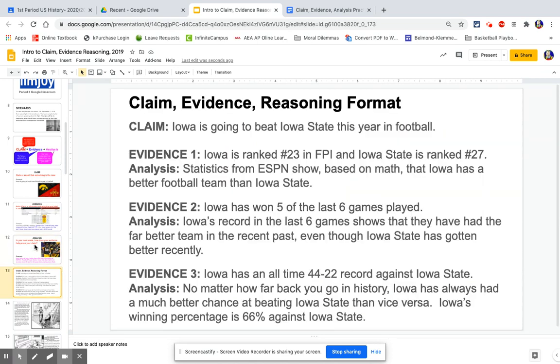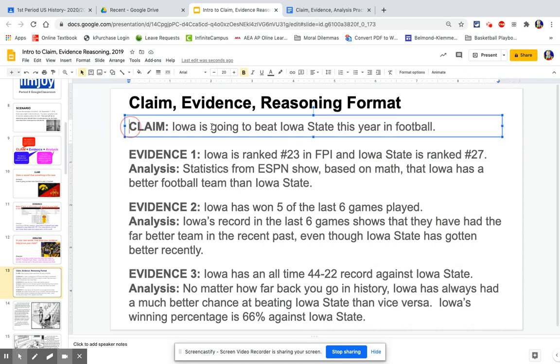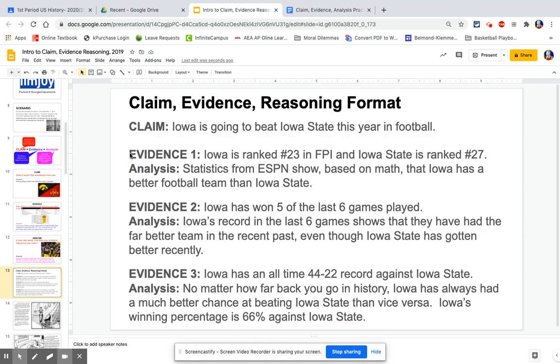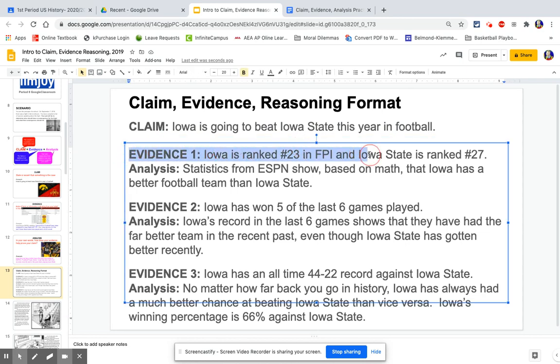All right. So if I were to put all of this together, this would be my claim: Iowa's going to beat Iowa State this year in football. Then I have 3 pieces of actual evidence that I can show anybody. I can go to ESPN and find this evidence. I can go to Wikipedia and find this evidence, or I can go to a website and find this evidence. And the same thing goes right here.